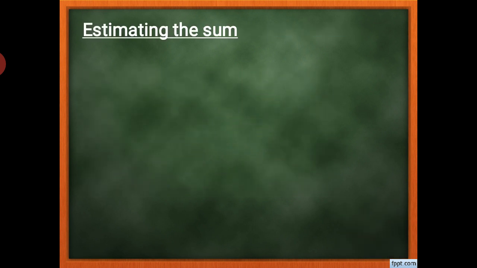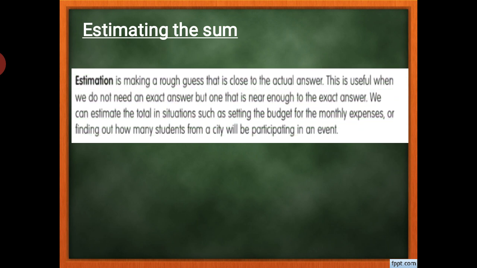Now let's see the last topic, estimating the sum. How can we estimate the sum? Estimation means a rough guess that is close to the actual answer. Estimation means just guessing or finding the approximate answer, and an estimate is always close to the actual answer.